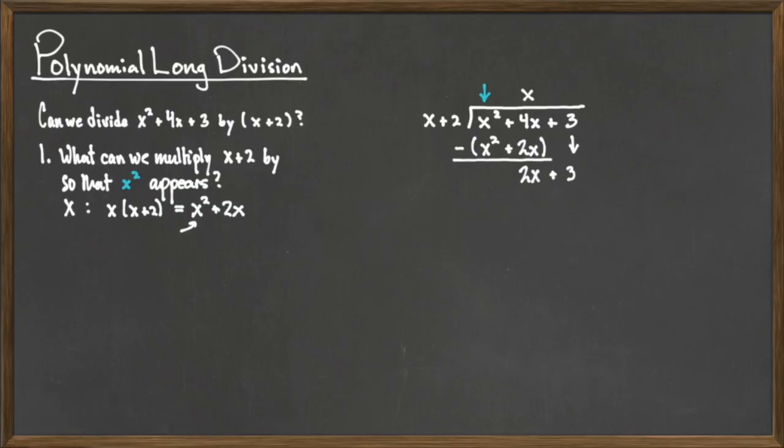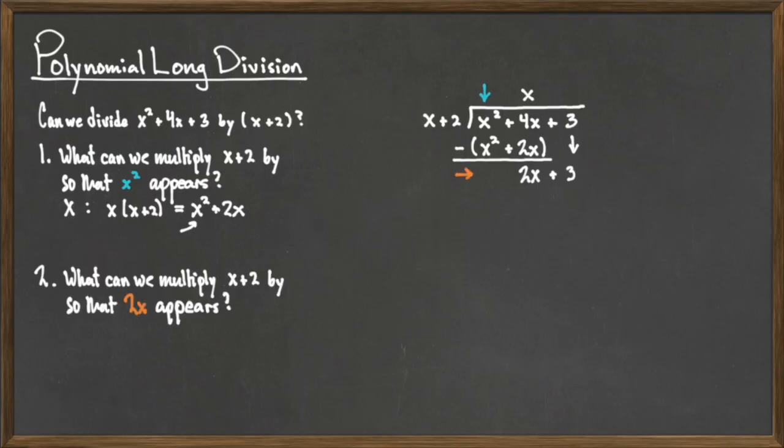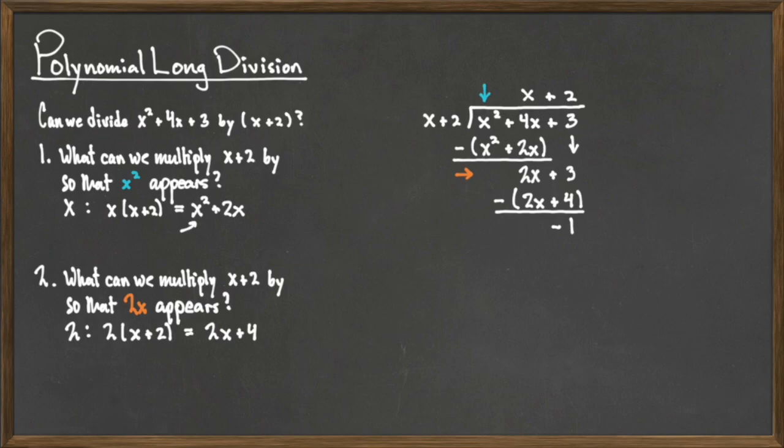Now I'm going to ask myself, what can I multiply the divisor by so that a 2x shows up? Because the 2x is the first term in this new expression at the bottom of our long division. When we think about it long enough, if we multiply x plus 2 by the number 2, the term 2x will show up. This product is going to be 2x plus 4, so I'm going to subtract that, and this difference will give me a negative 1.